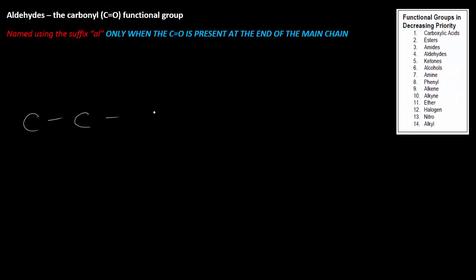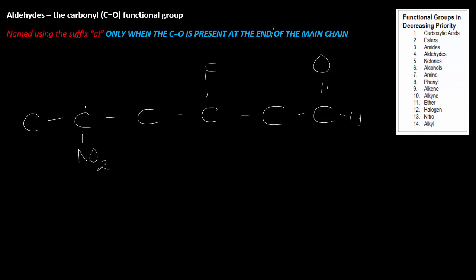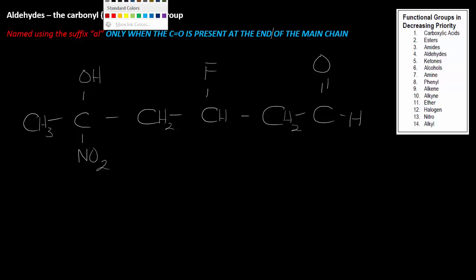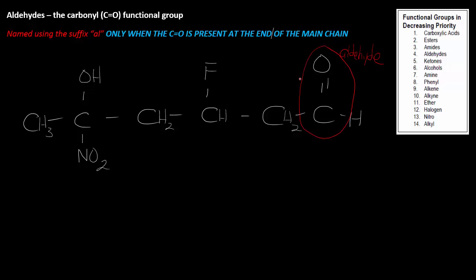All right, so let's look at something a little bit more complex, but again, when an aldehyde is present, the C double bond O is found on what's called a terminal carbon atom. So it's at one end of the main chain. So let's make up a molecule here. Put a few functional groups in it, including a functional group that is also normally named with a suffix.